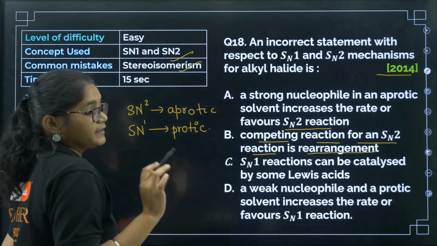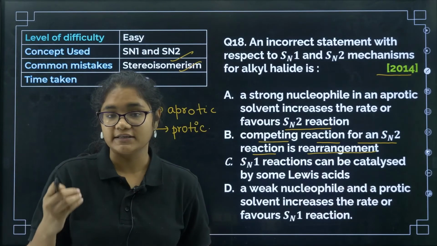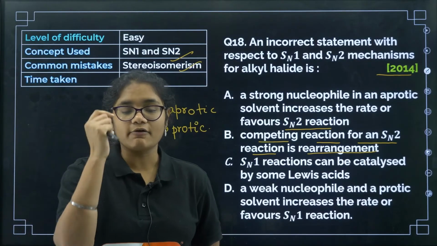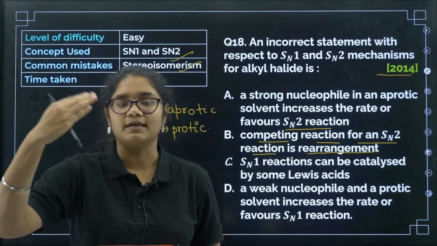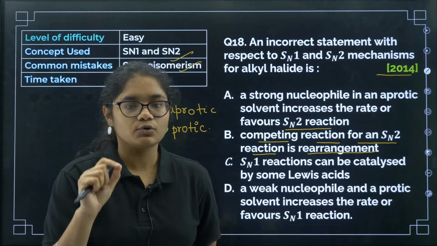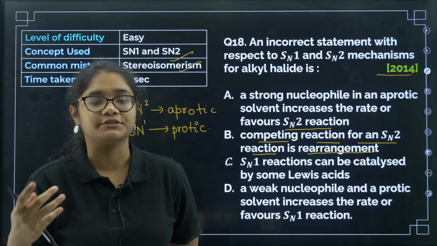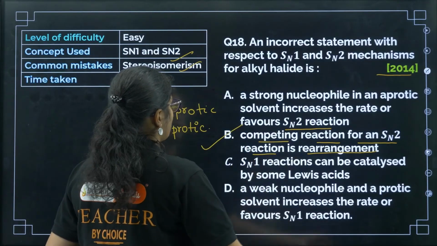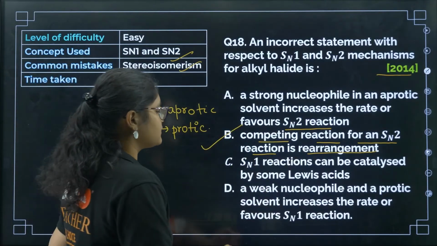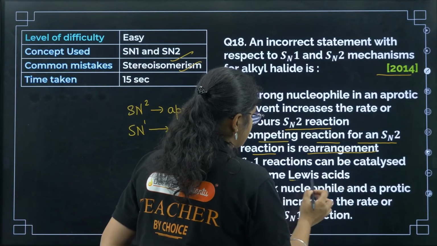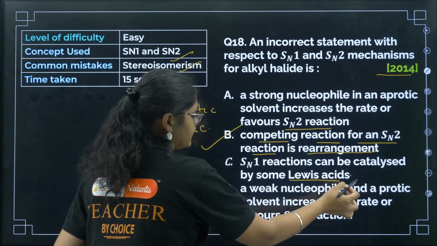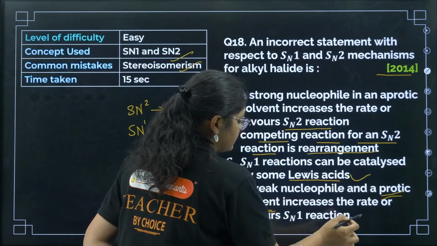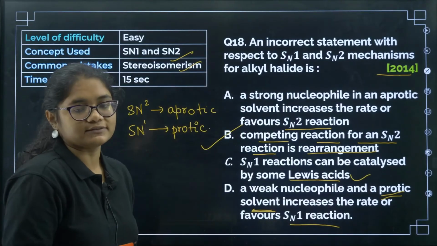Now see, in SN2 reaction there is no rearrangement possible because there is no carbocation formation. There is direct formation of transition state and then we get products, right? So there is no chance that we can have a competition with the rearrangement reaction. So that is why this statement is incorrect, option number B. Next one, SN1 reactions can be catalyzed by Lewis acids, yes, that is correct. A weak nucleophile and a protic solvent increases the rate of SN1 reaction, that is also correct.